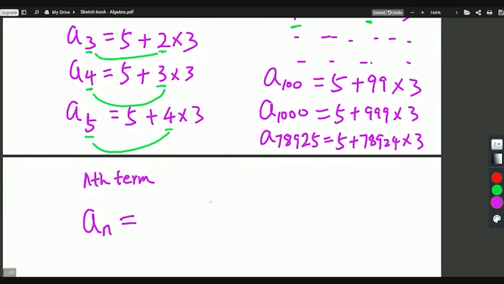Think about that. This is gonna be a big leap for us. Because for every term, be it the 100th, 1,000th, or 78,000th, anything, the term is decided. We know which term we are looking at. But what if I'm talking about any term, the nth term? Is there a way to figure it out? Think about that.